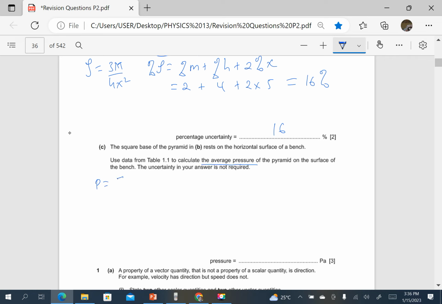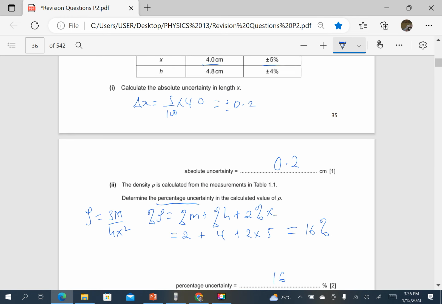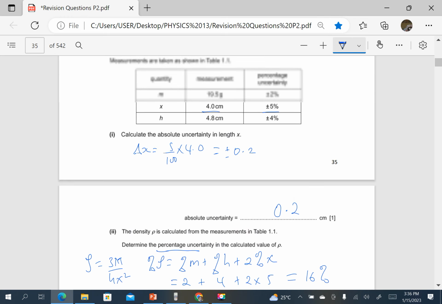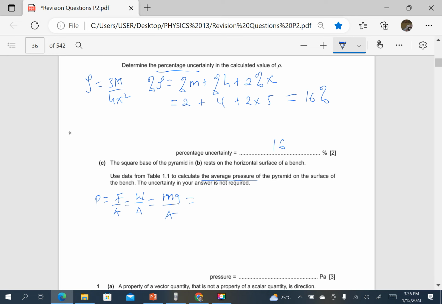So we know that pressure is force over area. This time the force will be the weight of the pyramid on that area. And we know that weight is mass times acceleration of free fall, over area. So this will be the mass. What was the mass? The mass is 19.5. Then g is 9.81. The base was a square base, so I will say base squared. So this is going to be mg over the base squared, because it's a square base.